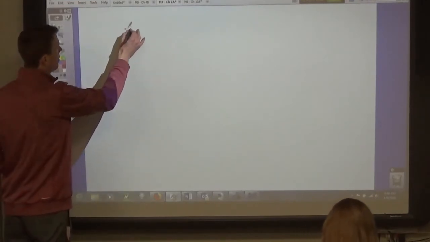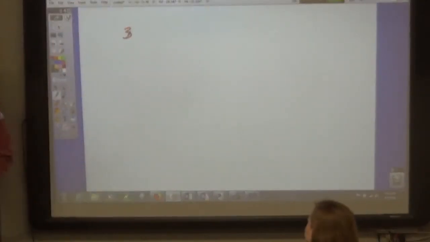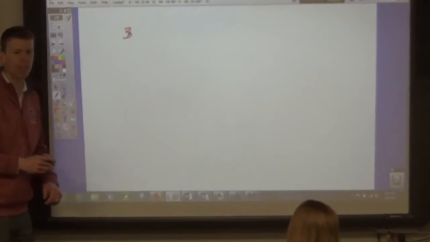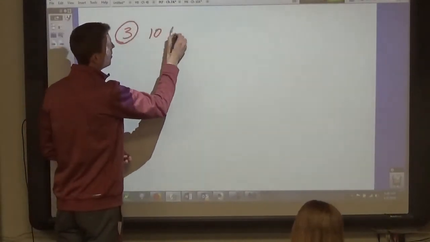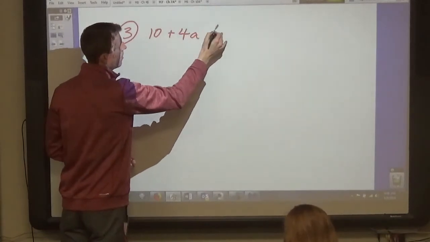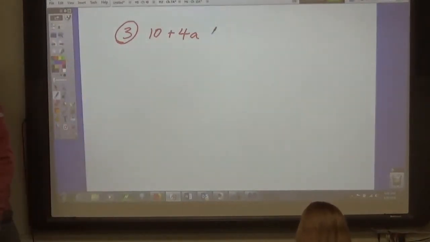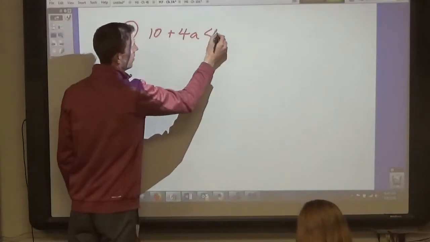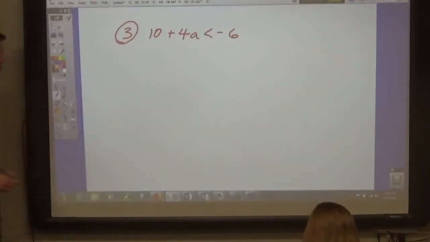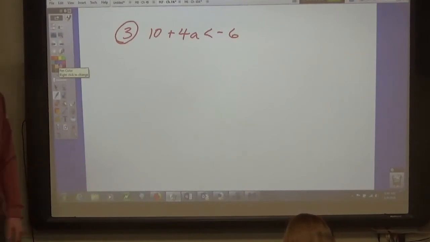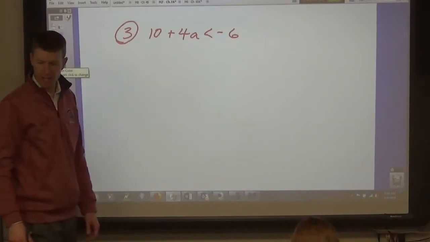Number 3, 10 plus 4a is less than negative 6. Page 379. 10 plus 4a is less than negative 6. Solve and graph. Go ahead and start.